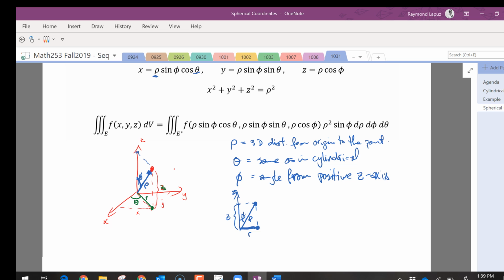What is z equal to in this picture? Is that a good question? Cosine, adjacent over hypotenuse, right? So according to this picture, cosine of phi is equal to the adjacent side over the hypotenuse side. So if you solve for z, z is equal to rho sine phi. Nice. Why is it sine? Cosine phi, thanks.